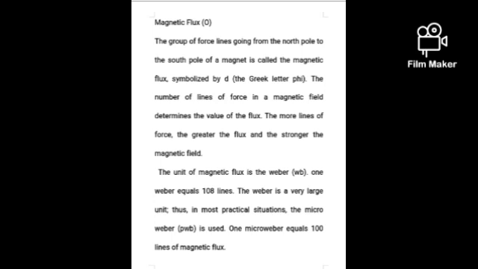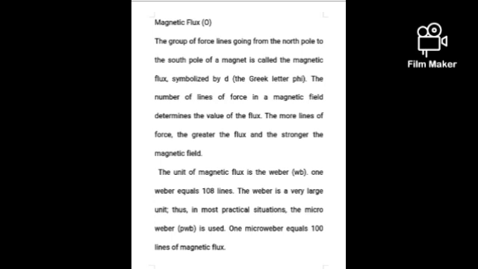So you can see the diagram for that. You can see the south and the north. You can see that there is attraction when the lines are joined together. When you have like poles, that is south and south, they repel each other. Okay, now let's talk about the magnetic flux. Now the group of force lines going from the north pole to the south pole of a magnet is called the magnetic flux.